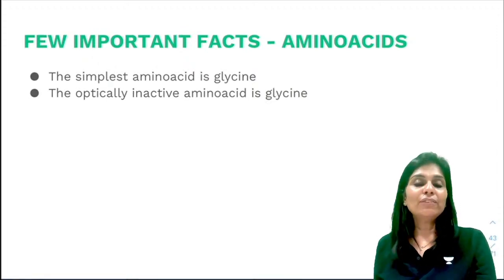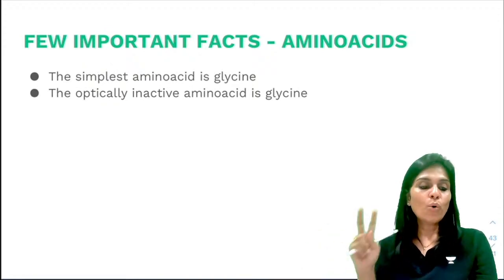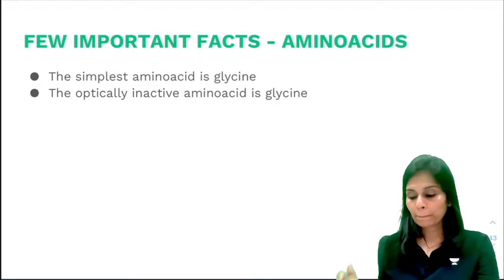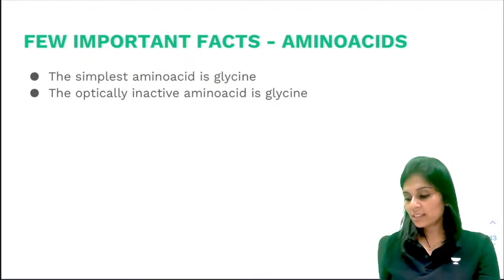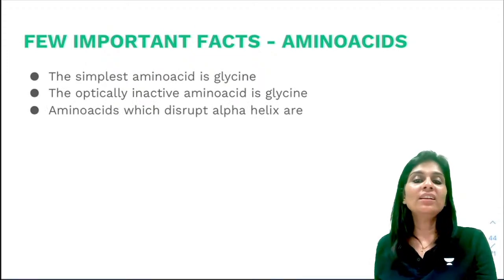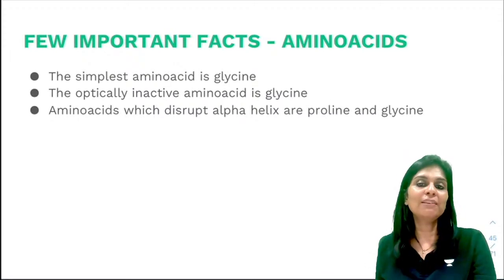Okay, and the other fact about glycine which has been repeatedly asked in FMG is, what are the 2 amino acids which disrupt alpha helix? It is again proline and glycine. Yeah, the 2 amino acids which disrupt alpha helix will be proline and glycine.